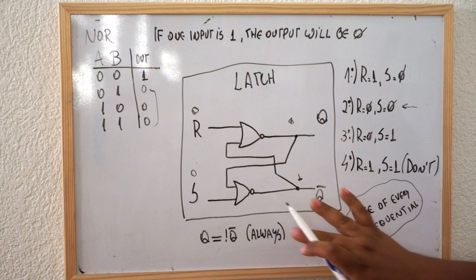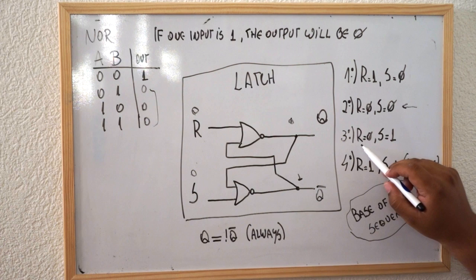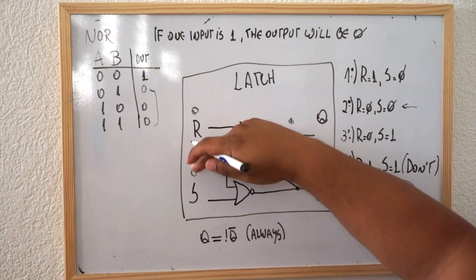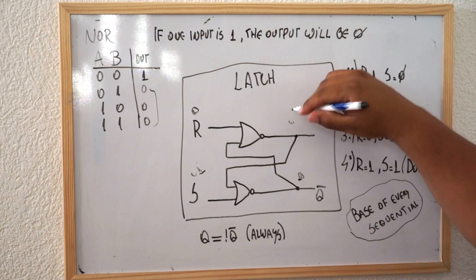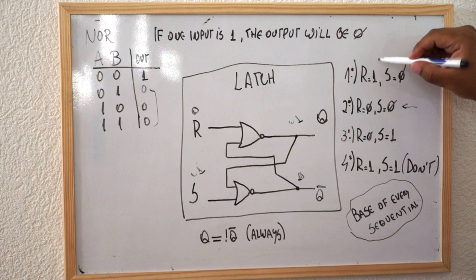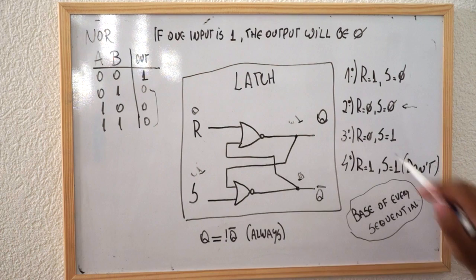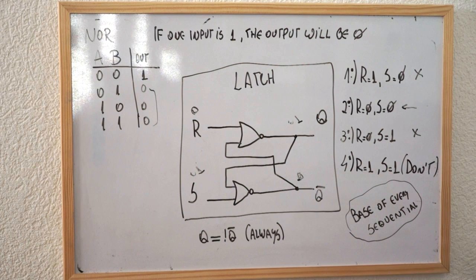Okay? Now, let's go to the case where we put R equals 0 and S equals 1. Okay? If we put S now to 1, Q bar will be 0. Okay? And now 0 and 0 will be 1. So Q will be 1. So in this case, and in this case here, if you put R equals 1, Q will be 0. If you put S equals 1, Q will be 1. Okay? So these are the set and reset parts of the latch.